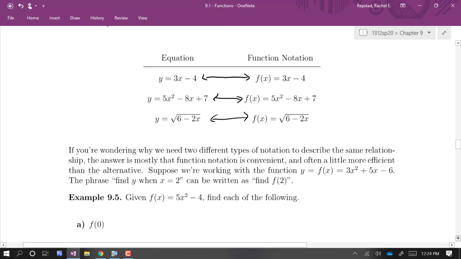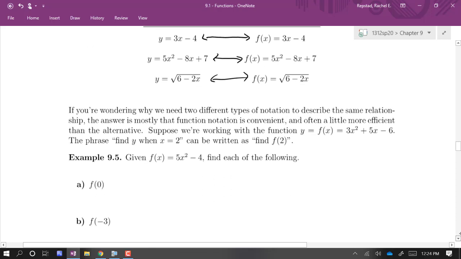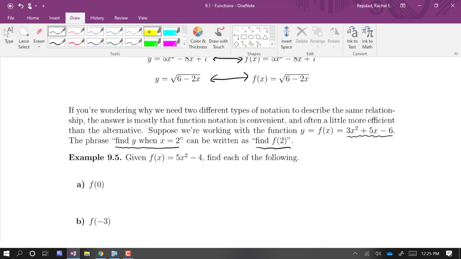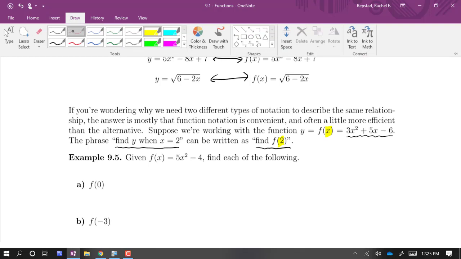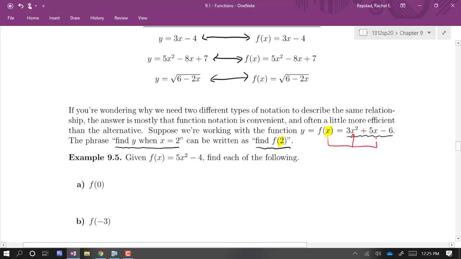The reason we have function notation, it does give us some efficiencies. For example, if I looked at the function y equals 3x squared plus 5x minus 6, or f of x equals 3x squared plus 5x minus 6, the phrase find y when x equals 2 is simply written as find f of 2, right? So if I replace x with some value in the parentheses here, that's just telling me replace x with that value everywhere that it appears in the function and evaluate.